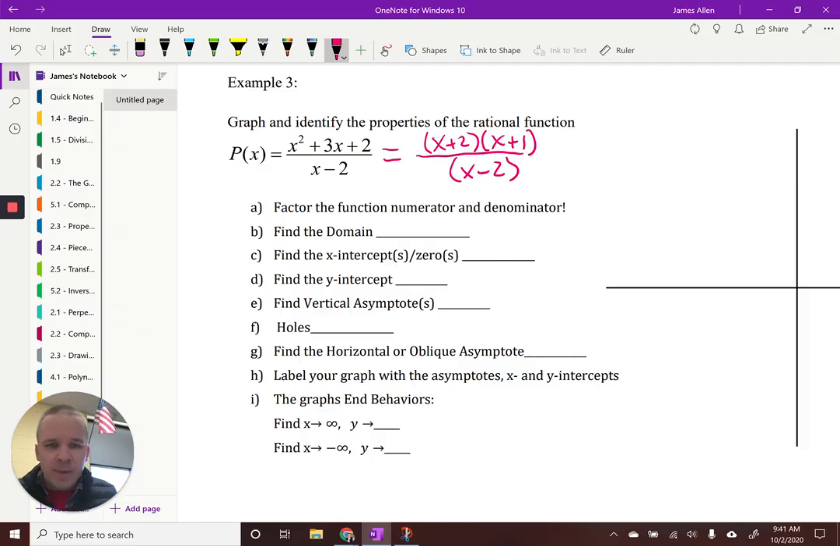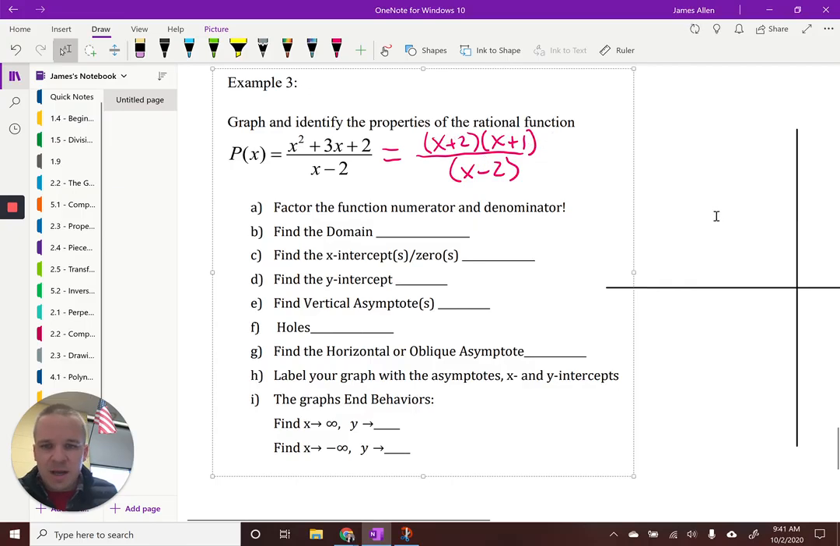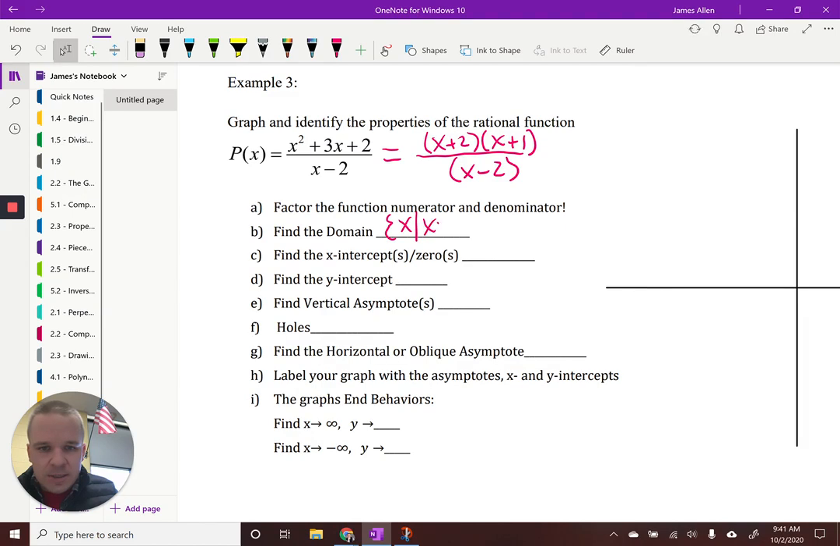So my domain. Well, my domain is all about the denominator. I don't want x to equal 2. So x such that x does not equal positive 2, because that would make the denominator 0. Let's see here. Vertical asymptotes. I'm going to jump down to vertical asymptotes. I like looking at that one next. Well, nothing canceled here, so I don't have any holes. And what's left there are my vertical asymptotes, right? I look at those kind of together, the vertical asymptotes and the holes. So I'm going to have x equals 2. There's my vertical asymptote.